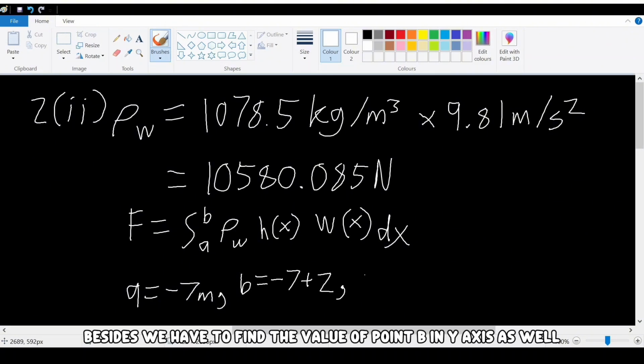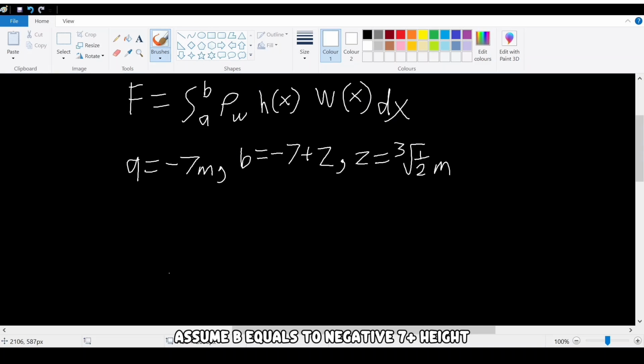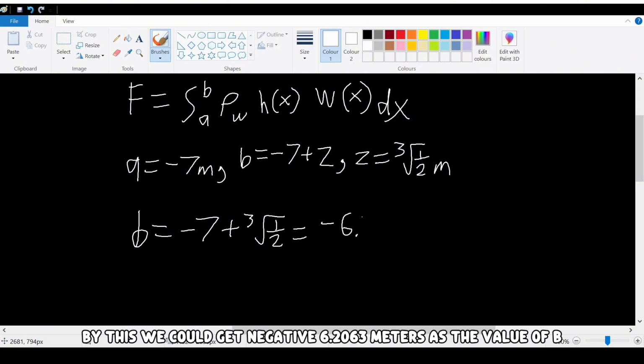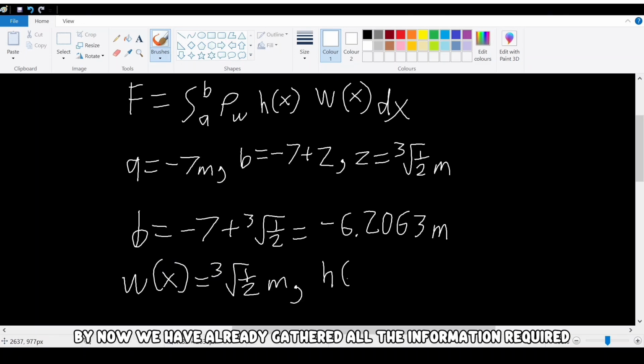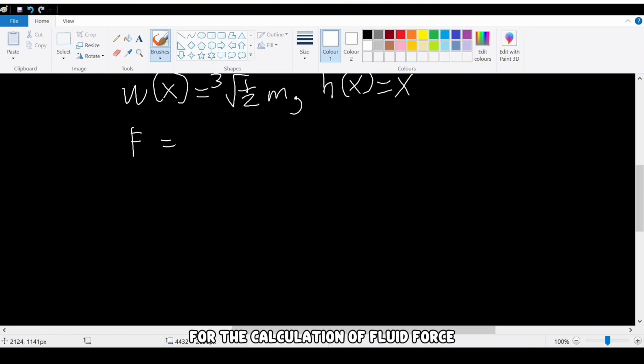Besides, we have to find the value of point B on the y-axis as well. Assume B equals negative 7 plus height, substitute the value of depth and height inside. By this, we get negative 6.2063 meters as the value of B, with negative 7 meters as the value of A.